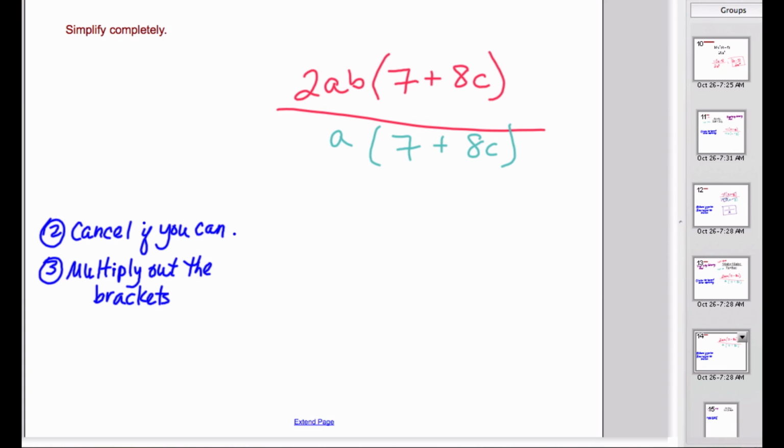Once we have our two pieces of our expression factorized, then we can look for things that can cancel out. So we have a divided by a, that would leave 1, and 7 plus 8c, 7 plus 8c would also leave 1. So we end up with 2b over 1, which when we know when the denominator is 1, we can just say 2b.